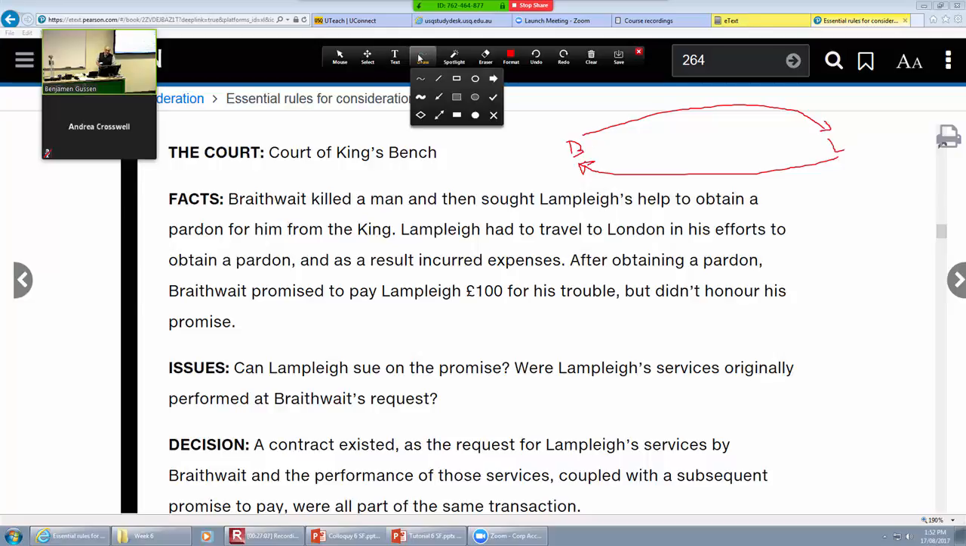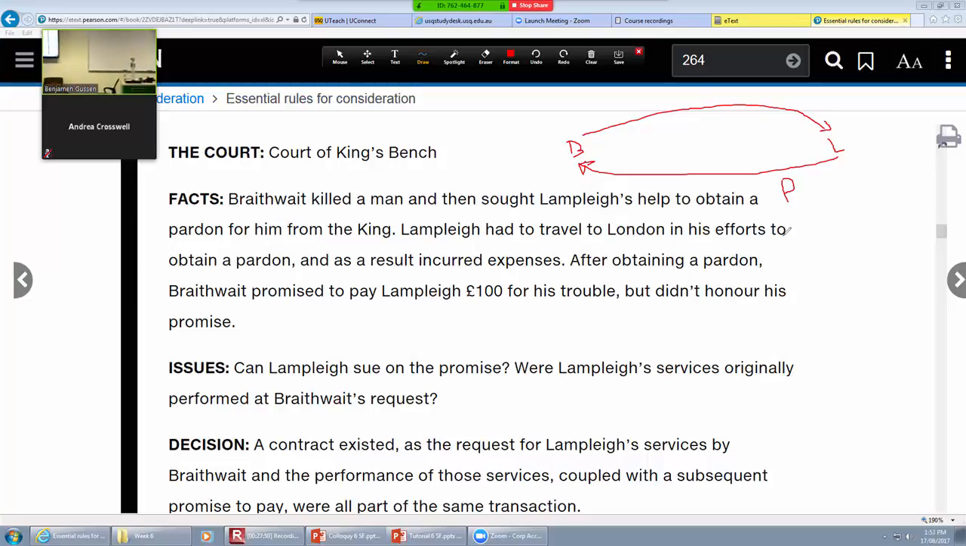Okay. So someone is saying there was no exchange of promises. Let's see. What did Braithwaite promise? What did Lampley do here? Lampley got a pardon. He had to go to London and do stuff. He didn't promise anything, did he? He simply went and did it. He got the pardon.